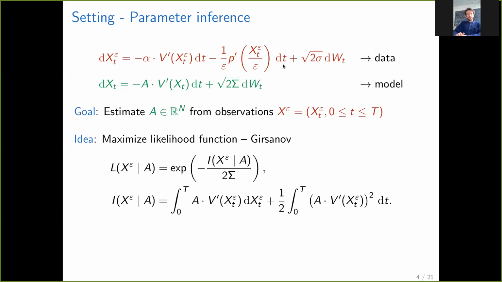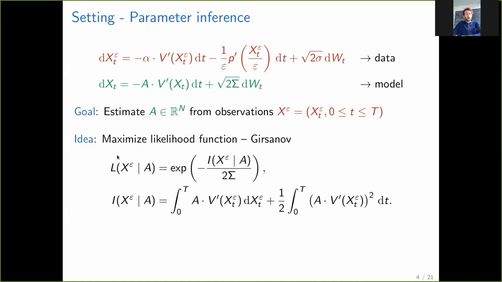So what's the traditional way to fit this model to data? You can compute the likelihood function using Girsanov's theorem. It is the negative exponential, with some multiplicative constant, of this function I, which is made of an Ito integral of A times V prime plus one half the deterministic integral of the square of A times V prime.